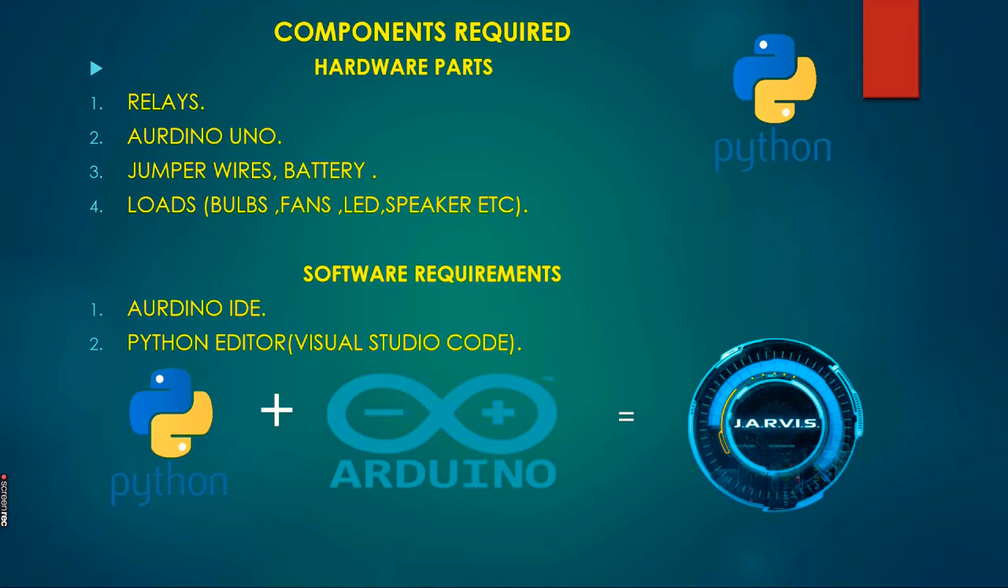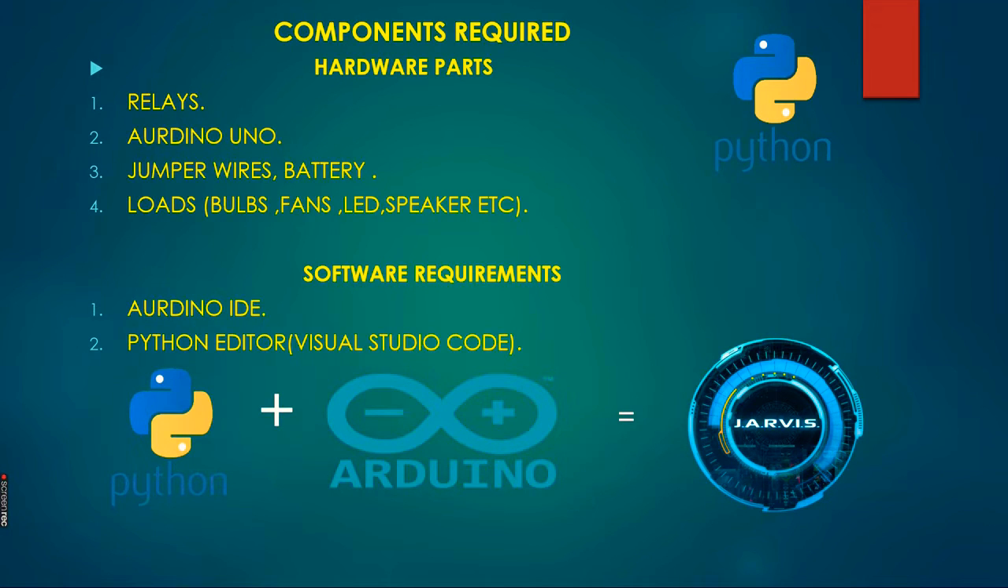So before working on the project code, let us discuss the components required. The first component which we need is relays. Here relays are nothing but digital magnetic switches which work based on digital signals. To supply the digital signal we need a microcontroller. The microcontroller which I am using is Arduino Uno. We need some jumper wires for connections and a battery for supplying the power to the relays. Then here loads are nothing but output voltage devices. You can use any kind of loads.